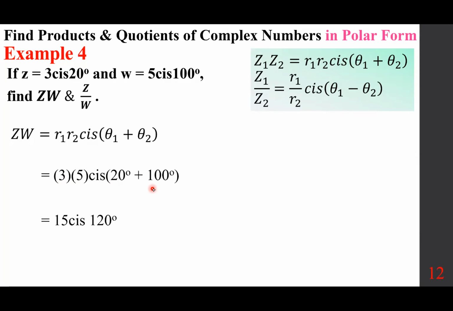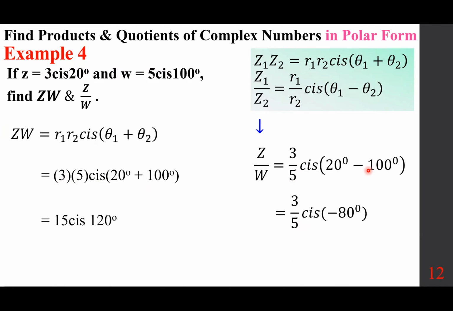Now let's go with the division. We're going to go with the division, everybody. R1 over R2. That means 3 over 5. And then cis theta 1 minus theta 2. That means 20 minus 100. So this 3/5 remains. It's an exact answer. And 20 minus 100 gives us negative 80 degrees.